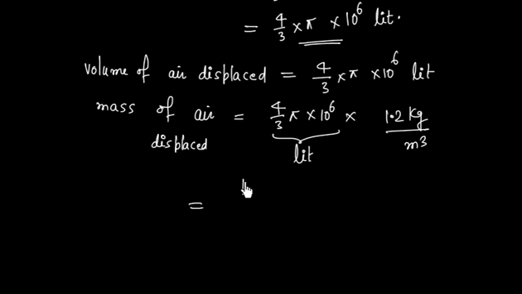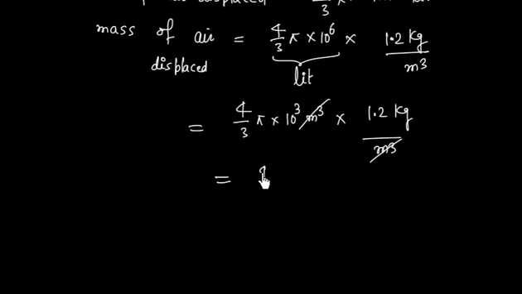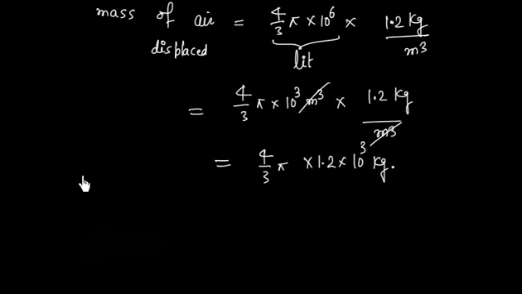So we have to convert this into meter cube, then we can cancel. So we will have 4 by 3 pi into 10 to the power 6, and we have to convert liter into meter cube. So we will have 10 to the power 3 meter cube into 1.2 kg by meter cube. So meter cube cancels. So we will have 4 by 3 pi into 1.2 into 10 to the power 3 kg. So this is the weight of air displaced. We can also calculate the mass of gas, the mass of helium inside the balloon.